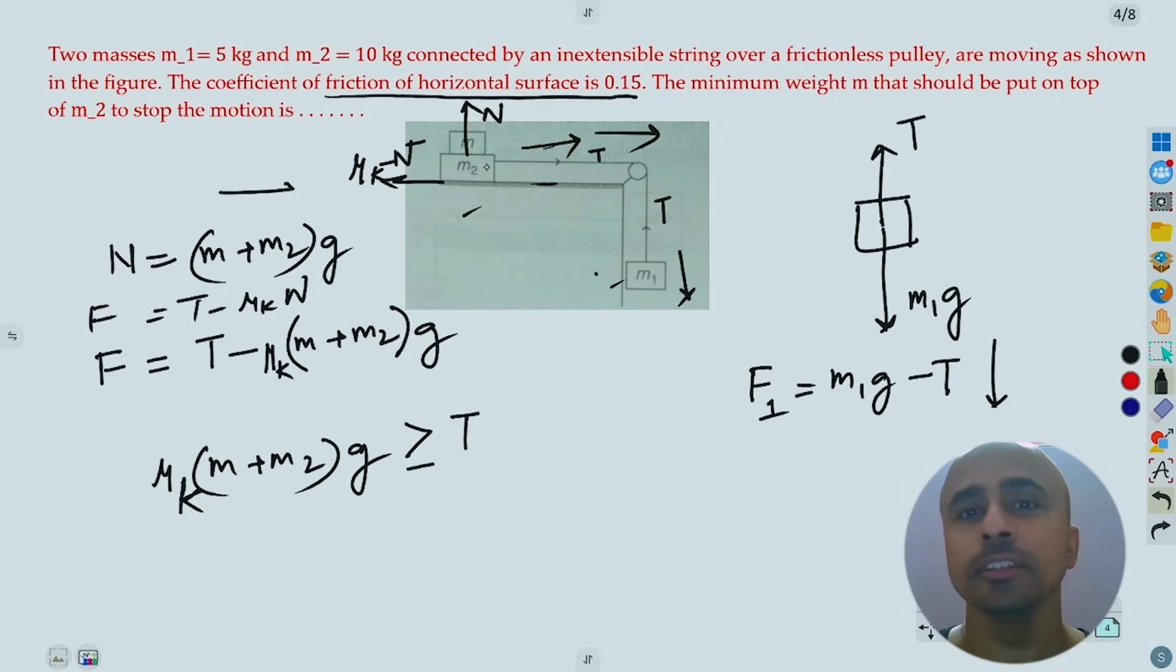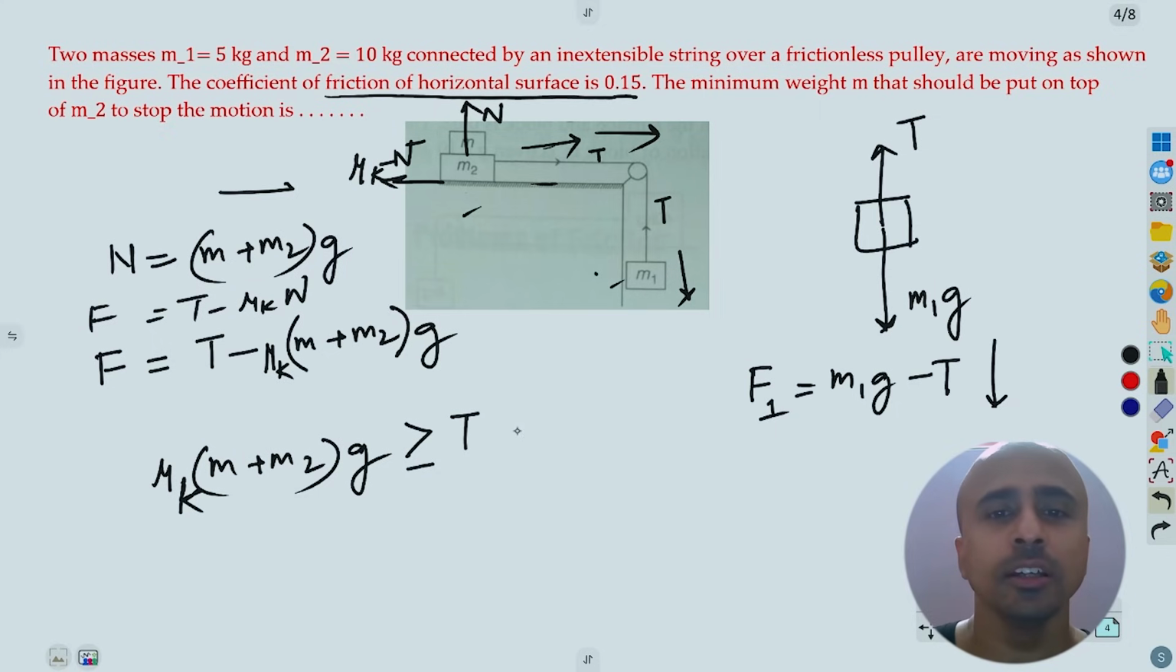So if mu k N is greater than T, then this system will not move. If mu k N is less than T, then it means T is higher, so it will be able to move this system from here. If the friction force is higher, the system will not move. If the friction force is lower, the system will move. So in order for the system to remain still, we need the friction force to be higher than the tension of the string.